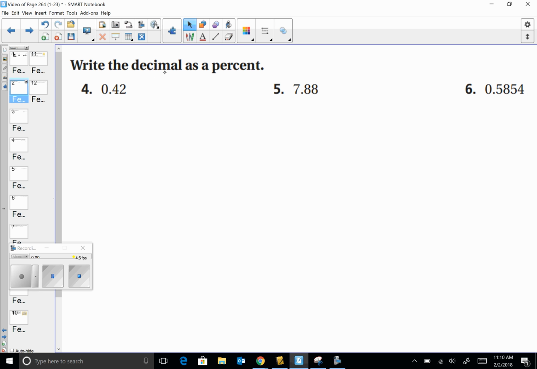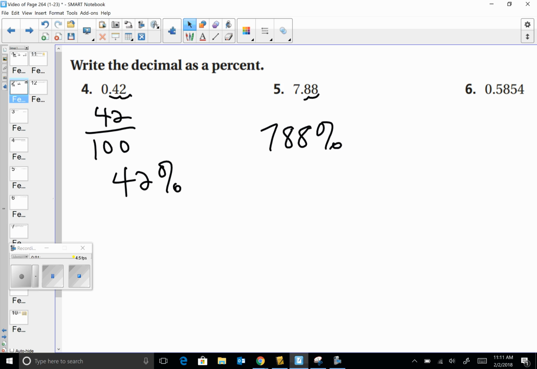All right, let's move on to number 4. We're writing each decimal as a percent. So this is the tenths, this is the hundredths, so this is 42 out of 100, and I know that's 42%. Another way to do it is we can move the decimal 2 places to the right. We're multiplying by 100. So on number 5, 2 to the right is 788%. Number 6, 2 to the right, 58.54%.